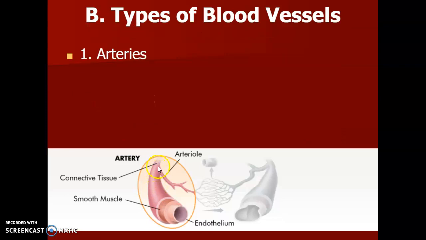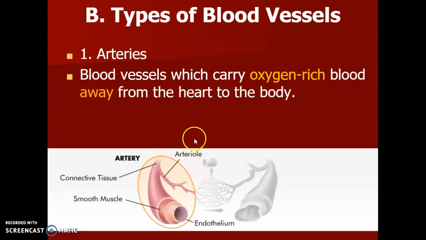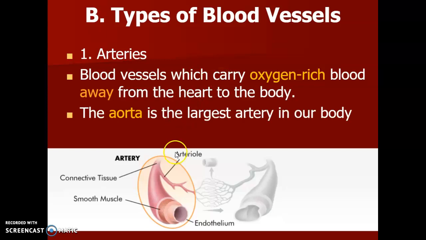So let's talk about arteries. Those are the functions. Now let's talk about arteries themselves. Arteries are blood vessels which almost always carry oxygen-rich blood away from the heart to the body. The definition of an artery is that it always carries blood away from the heart, and it's almost always oxygen-rich. There's one exception. The aorta is the largest artery in your body.